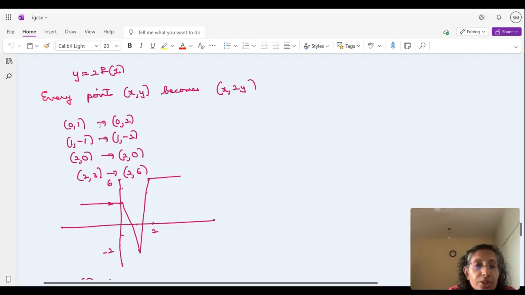So (0, 1), which is on the graph, becomes (0, 2). (1, -1) becomes (1, -2). (2, 0) remains (2, 0). (2, 3) becomes (2, 6). And with these, we plot the graph.